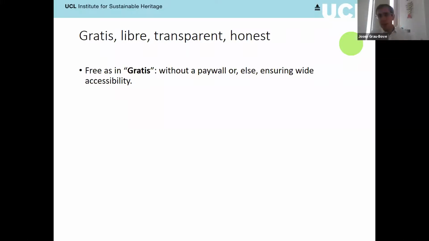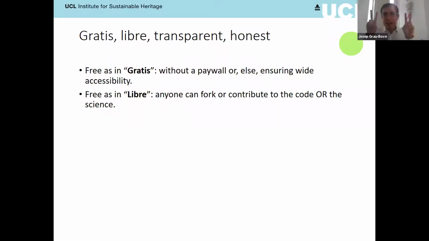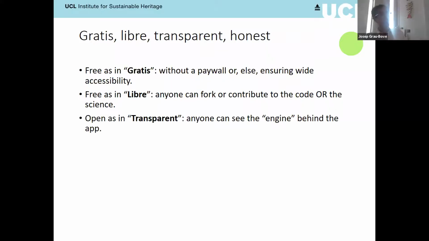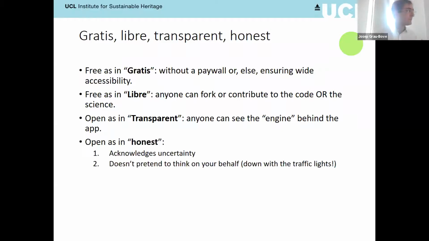So they are free, as in gratis in Spanish, because there's no paywall, or else they are very widely accessible. They are free, as in libre, as in freedom, because anyone can fork them, create an alternative, or contribute to the code or the science behind them. They are open, as in transparent, because anyone can see the engine behind, and they are based on published papers, mostly in open access, so anyone can see what are the equations that these things are solving.